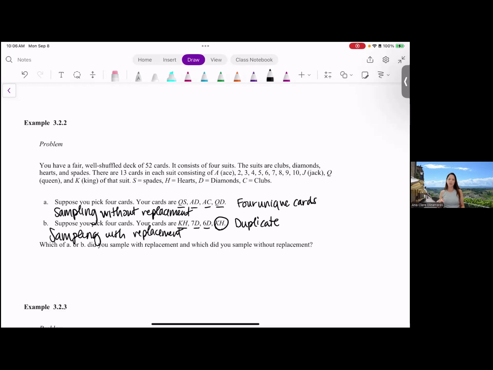And the only way, again, for A that I can know it's without replacement is because it's telling me one of the 2 has to be with and one has to be without.